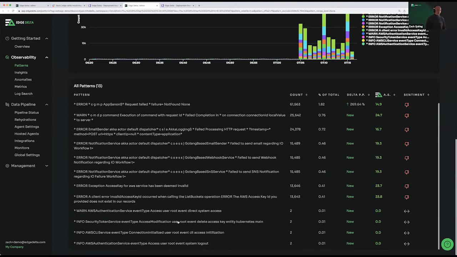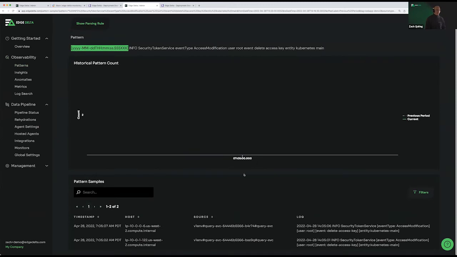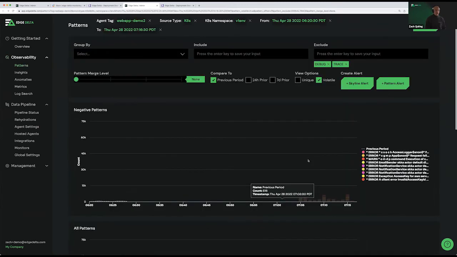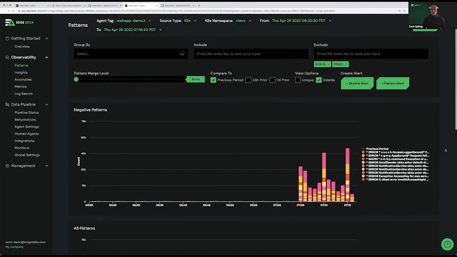So we can see in this case, it looks like somebody accessed the CLI over root, went in, potentially deleted a Kubernetes access key. And that was right around the time, 7:05, that we started to see some of this behavior spawn. So this is just an example of some of the different things there.